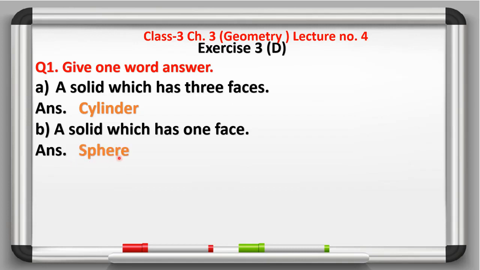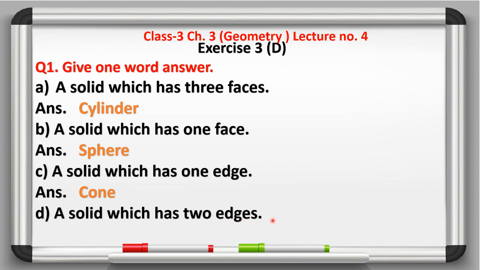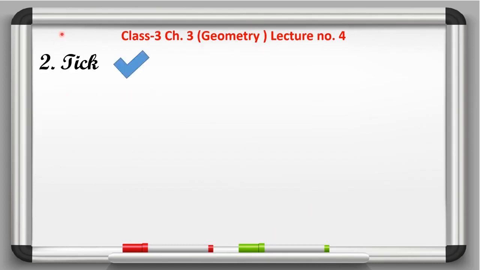So S-P-H-E-R-E, sphere. Okay, now in C part, a solid which has one edge. So here we need to write the name of that solid which has only one edge. So that is cone. C-O-N-E, cone. Now in D part, a solid which has two edges. So which shape has two edges? That is cylinder. So here we will write C-Y-L-I-N-D-E-R, cylinder. Understood beta?